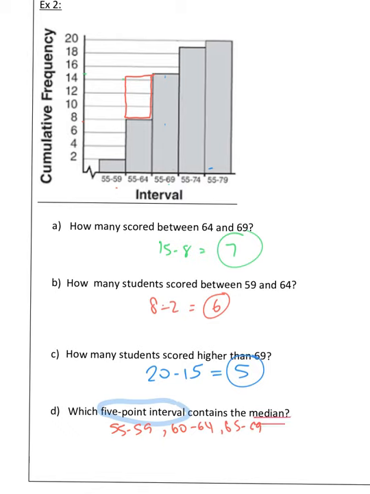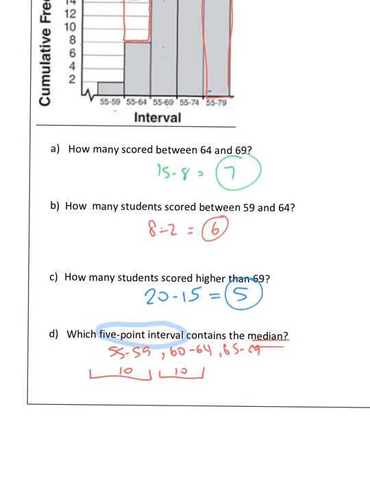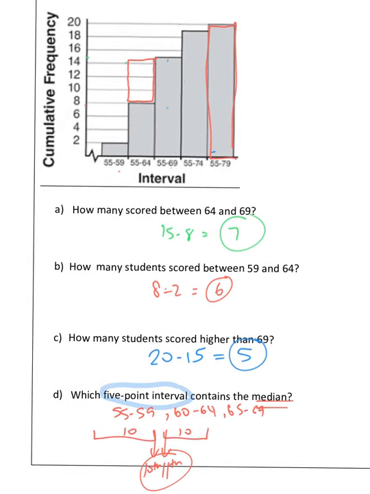Okay, so which 5-point interval contains the median? Remember, the median is the middle number. You take the highest bar, and you know the total frequency is 20. If 20 people took the test and I split that group in half, there'll be 10 people on the left and 10 people on the right. So the median is the average of the 10th and the 11th person's score. So I go to find where the 10th and 11th scores are. Remember, these are cumulative.